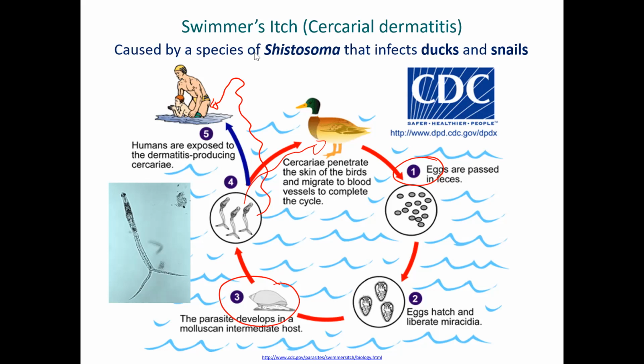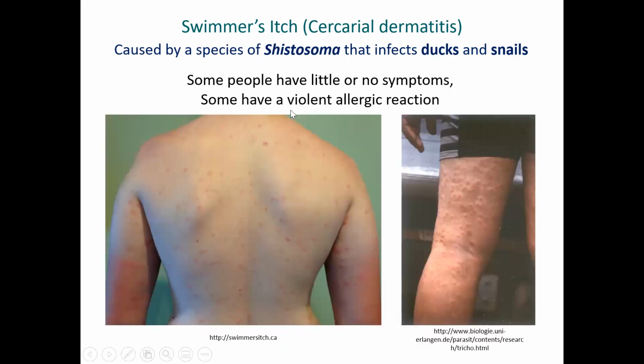But in the human, what happens? Well, we get itchy. And some people get rashes. Some people are allergic to the parasites and they get violent allergic reactions or rashes.